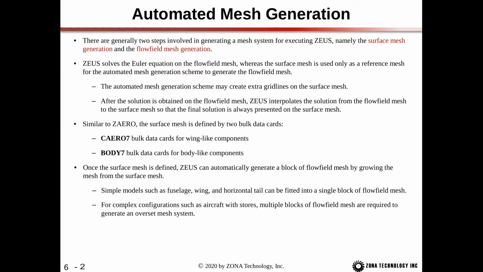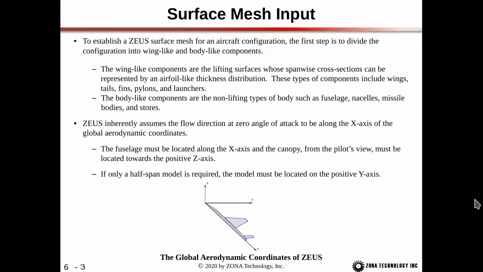Once the surface mesh is defined, ZEUS can automatically generate a block of flow field mesh by growing the mesh from the surface mesh. Simple models such as a fuselage, wing, and horizontal tail can usually be fitted into a single block of flow field mesh. For complex configurations, such as aircraft with stores, multiple blocks of flow field mesh are required to generate an overset mesh system. So we'll go over the surface mesh input here.